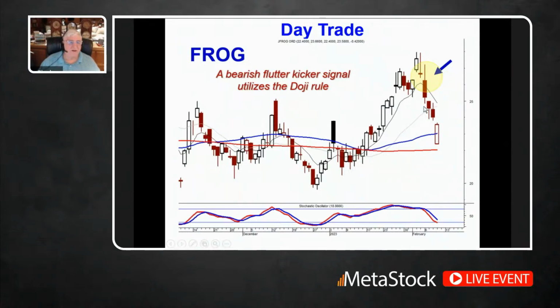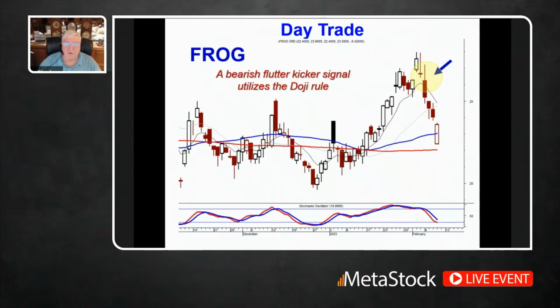A bearish flutter kicker signal is merely a kicker signal that has this little flutter in between. And this gives you a much stronger perspective that the Doji Rule says they're going to move in the direction of how they open after a Doji. What are the stochastics? They're 12-3-3 slow stochastics.